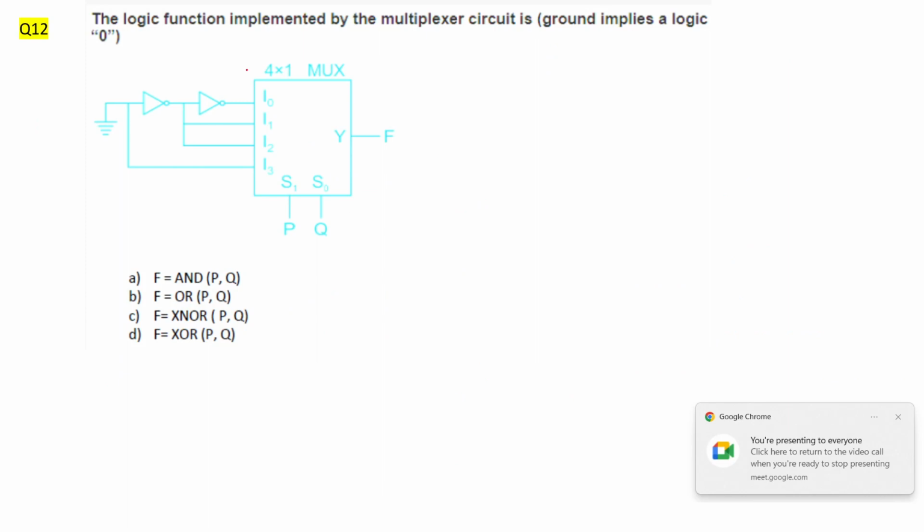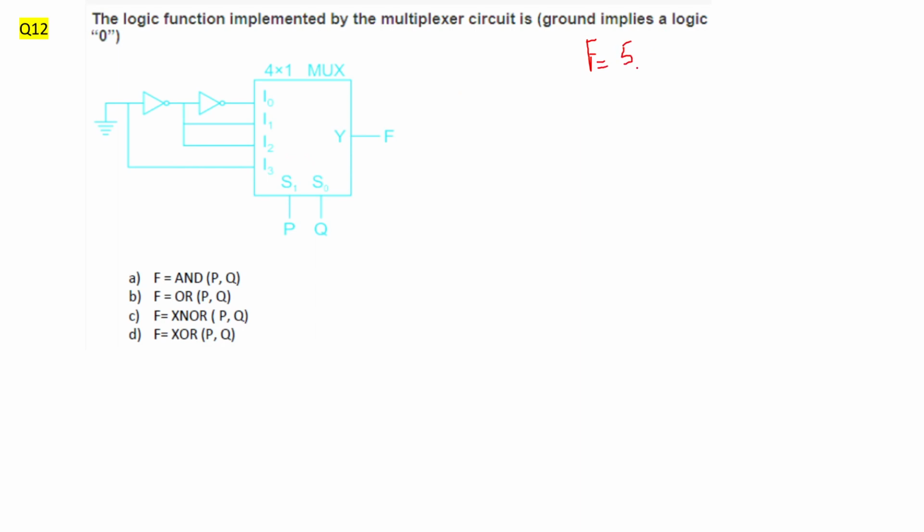So what we have here is a 4:1 mux. Let me just write it here. The general expression for a 4:1 mux is written like this: I0 S0 bar S1 bar plus I1 S0 S1 bar, or should I write S1 S0? Yeah, that will be better. Plus I2 S1 S0 bar, and then I3 S1 S0.